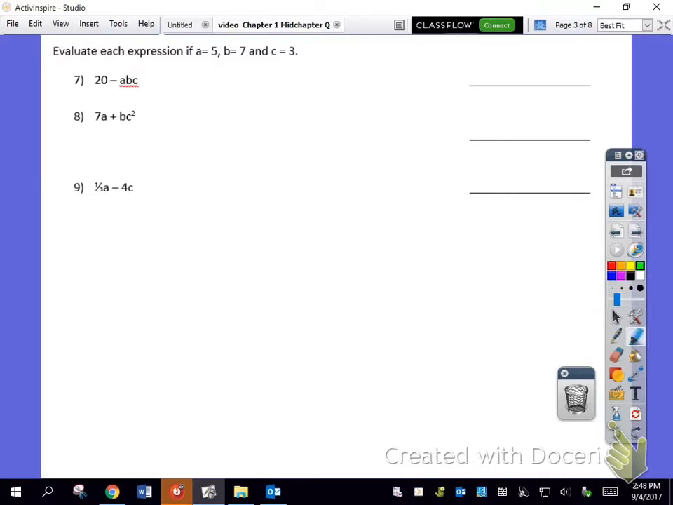Now I'm going to do a little color coding right quick. Wherever I see A, I'm going to plug in a 5. So there's an A, there's an A, there's an A. Wherever I see B, I'm going to plug in 7. So B, B, there's no B down there. And wherever I see the letter C, I'm going to plug in a 3. So C, C, C. All right? Now, everything that I didn't highlight will stay exactly the same.